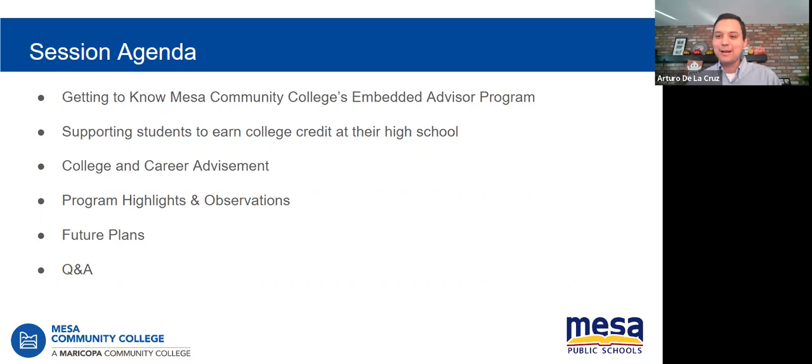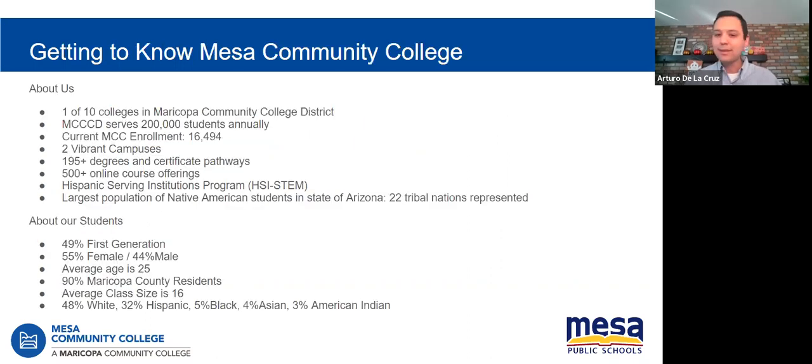It's a little bit further down, but first I think I need to do some level setting and give some background about our program so you can understand just what my position is. And then we can go into how that does support transfer students in the long run. So we're going to do a little bit of getting to know the college, getting to know our school district, and then getting to know my role within those two components. And then hopefully that should clear things up for everybody.